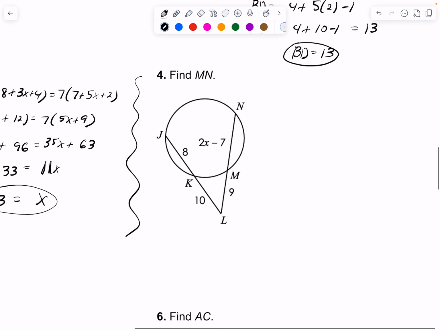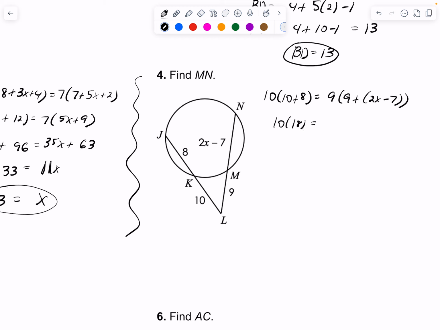But this time it does want me to go a step farther and find a segment MN. So I'm going to do 10 times 10 plus 8 equals 9 times 9 plus 2x minus 7. So that's going to be 10 times 18 equals 9 times, getting like terms here, 2x plus 2.